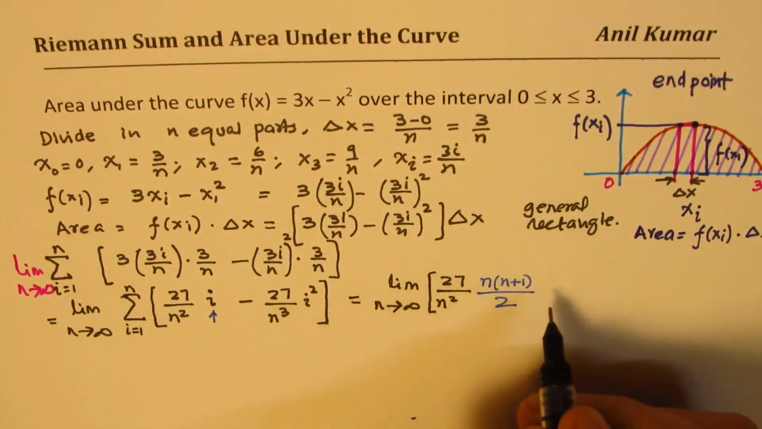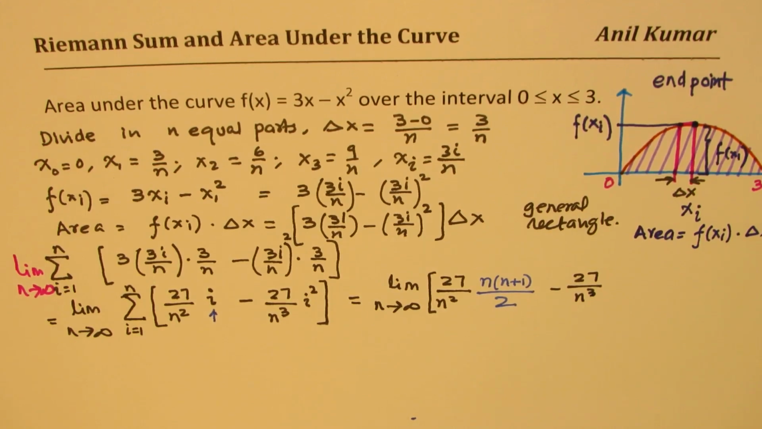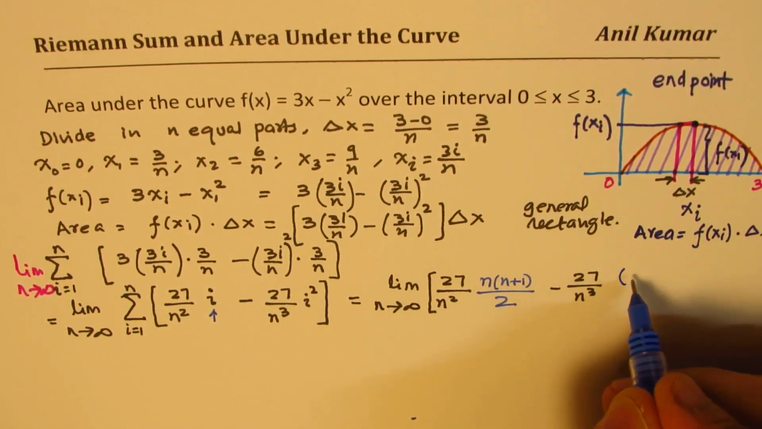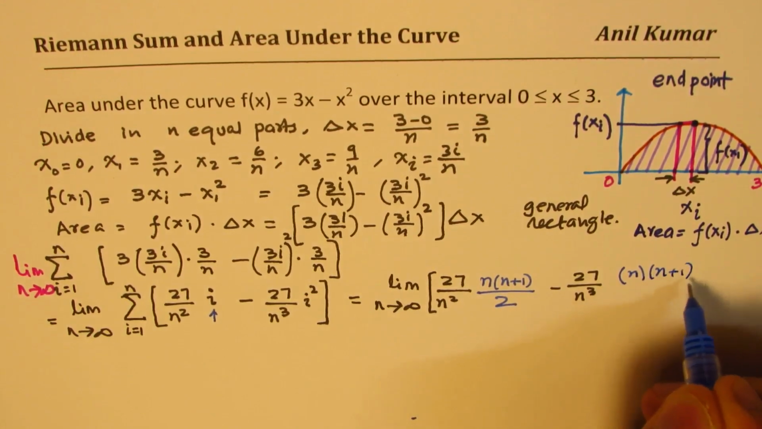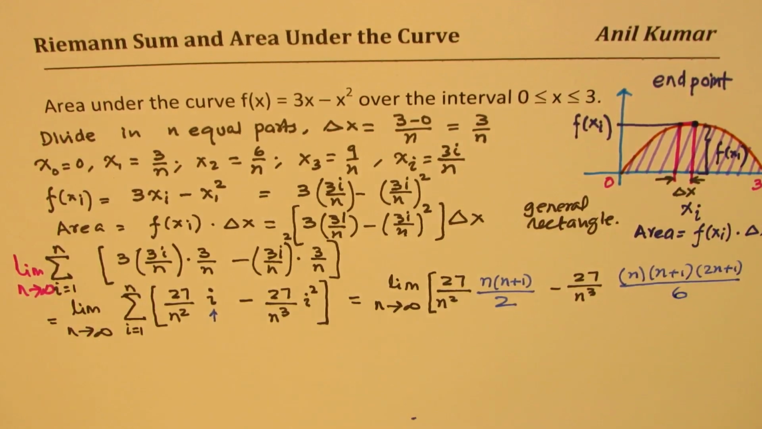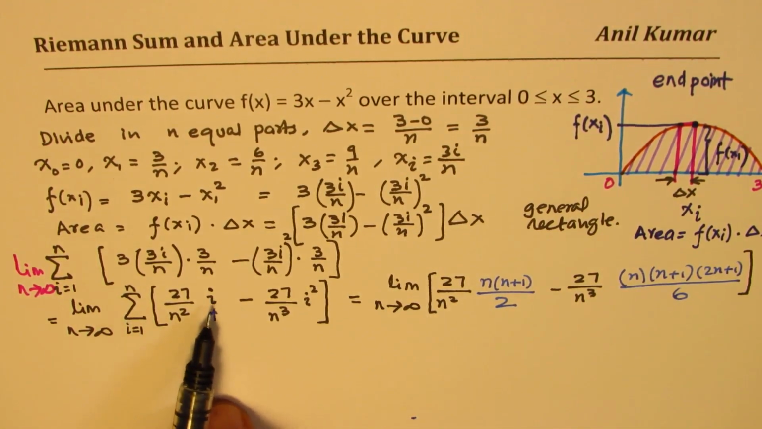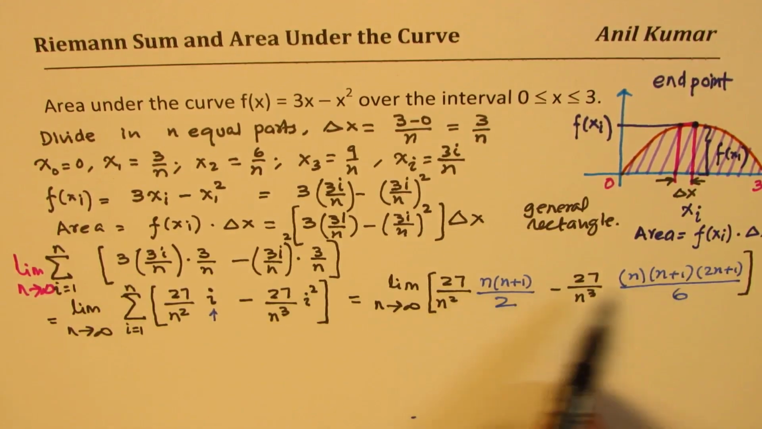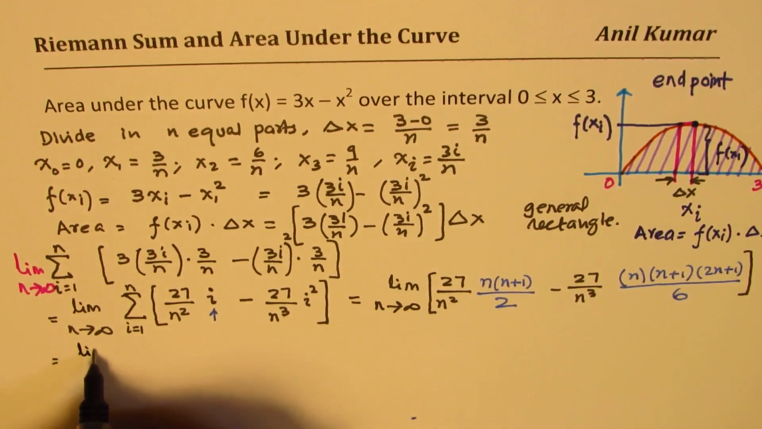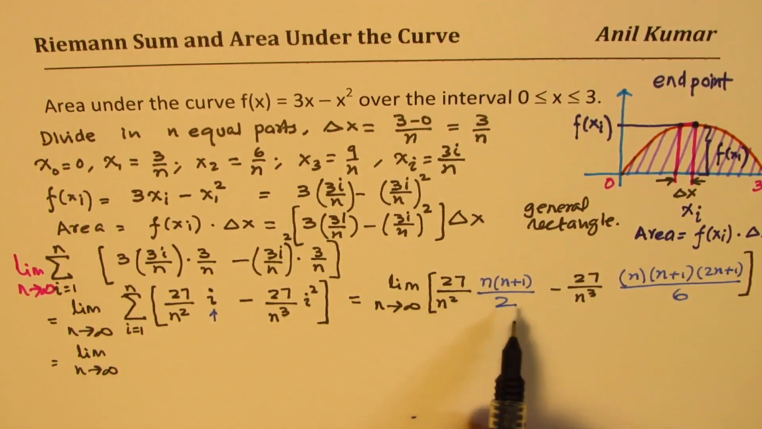Now, the other expression here is minus 27 over n cube, and the sum of squares is what? The sum of squares is n times n plus 1 times 2n plus 1 divided by 6. So these are the two formulas which we will use, and that is sigma of i. Do you understand these two formulas now? Sigma of i and sigma of i square are these two formulas. Correct?